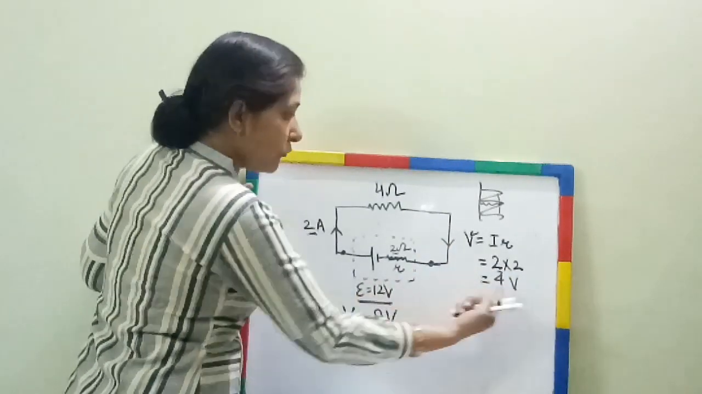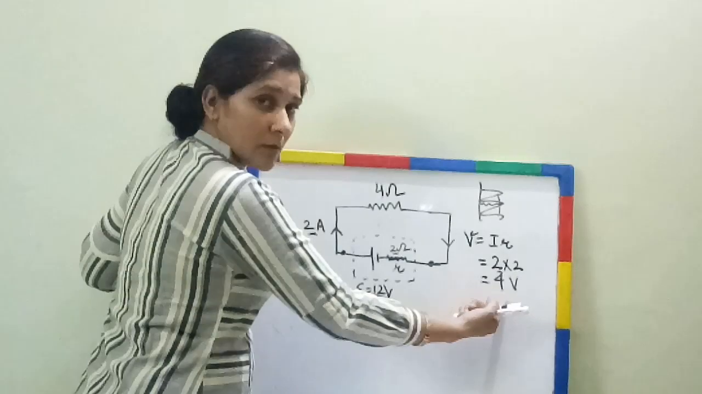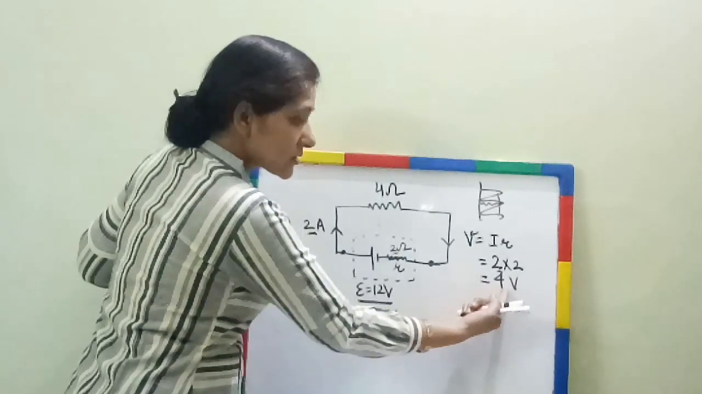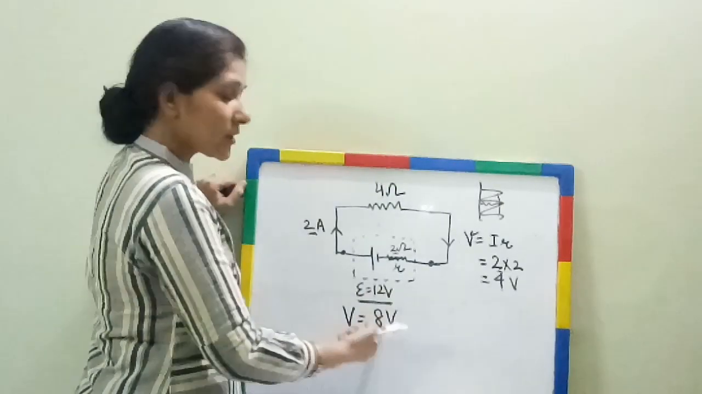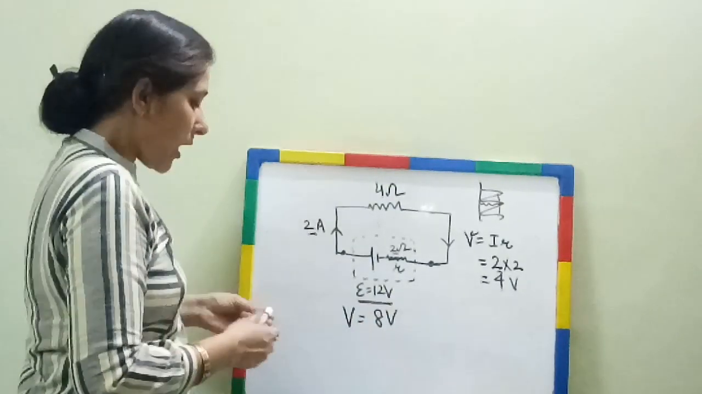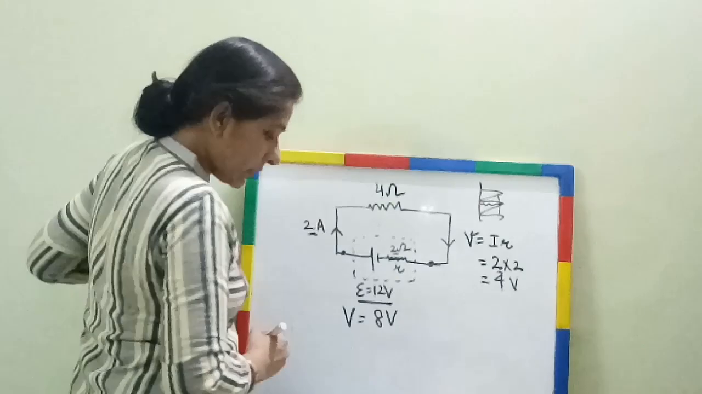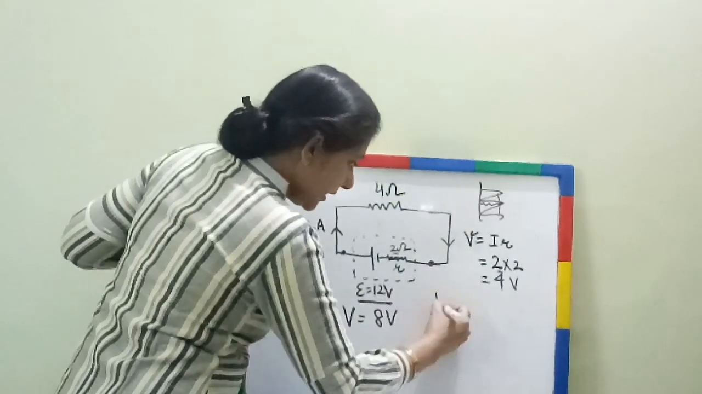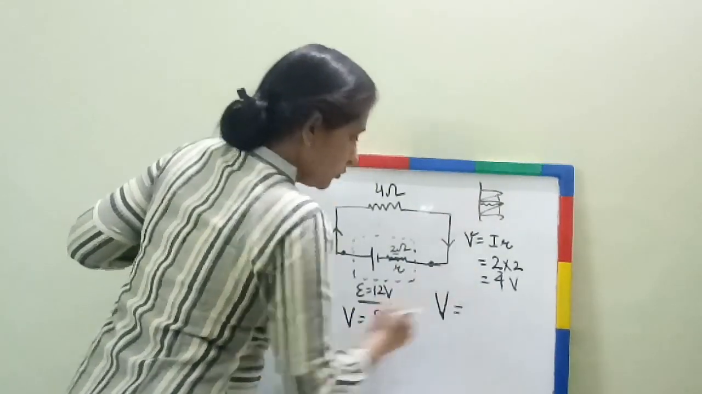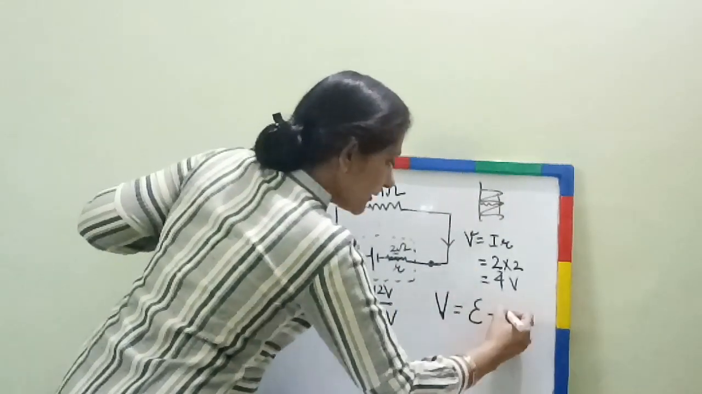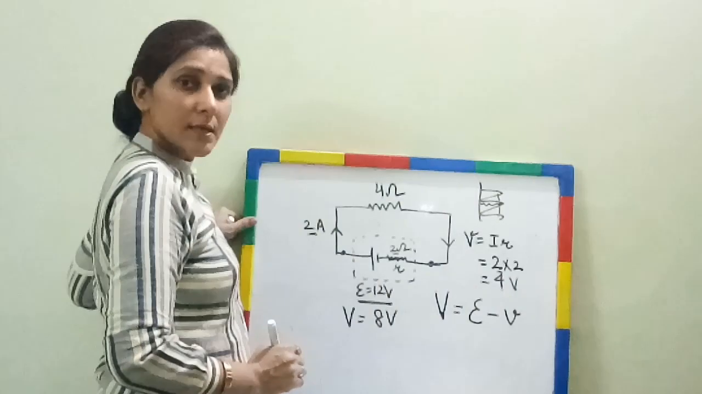मींस आउट ऑफ 12, 4 वोल्ट का क्या हो गया? ड्रॉप. दिस रिडक्शन दैट इज नोन एज वोल्टेज ड्रॉप. सो कितना ड्रॉप होने के बाद हमारा टर्मिनल वोल्टेज कितना बचेगा? 8 volt. So how can we write it down? We can write it down this way. V is equal to terminal voltage. It is equal to EMF minus voltage drop, isn't it?